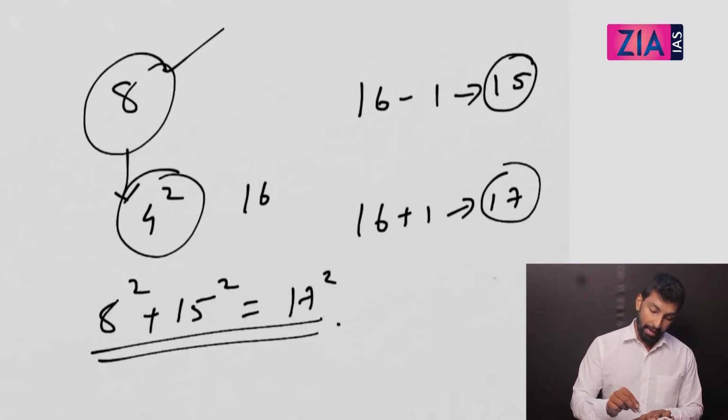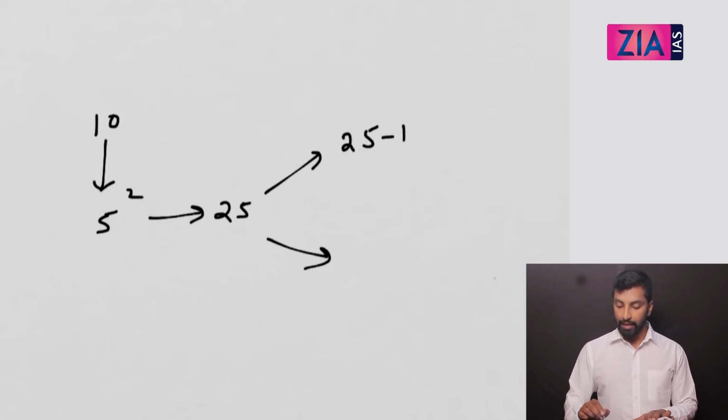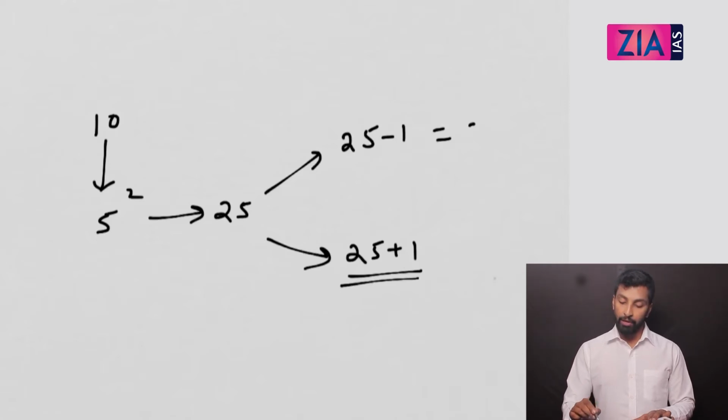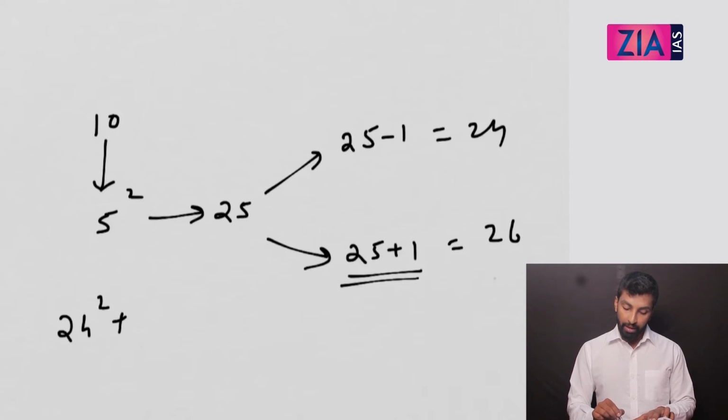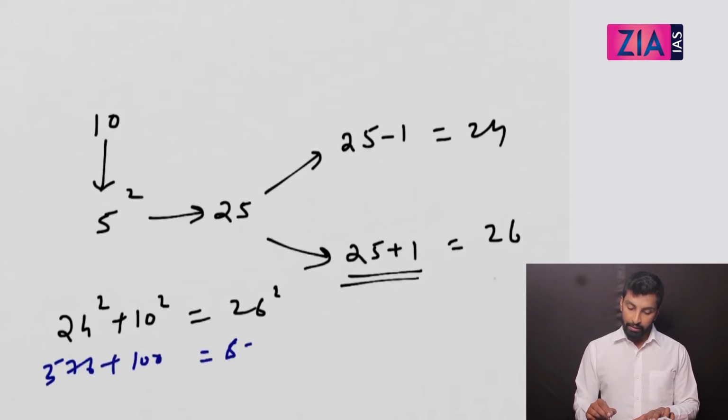Let me take another number. Let me take 10. Take half of it, you get 5. Take the square of it, you get 25. So one side will be 25 minus 1 and the other side will be 25 plus 1, and this will be the hypotenuse. So this is going to be 24 and this is going to be 26. So you can write 24 square plus 10 square is equal to 26 square. And we know it, this is 576 plus 100 is equal to 676. I hope this is clear for all of you.